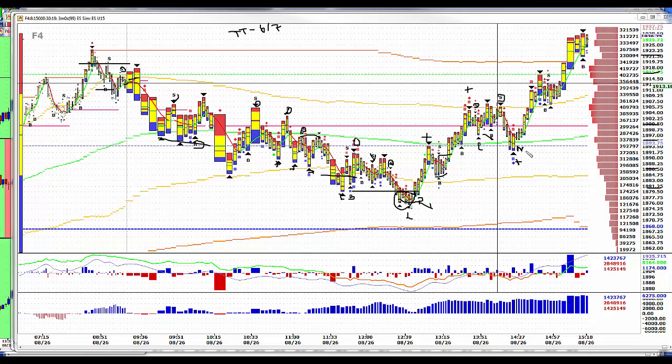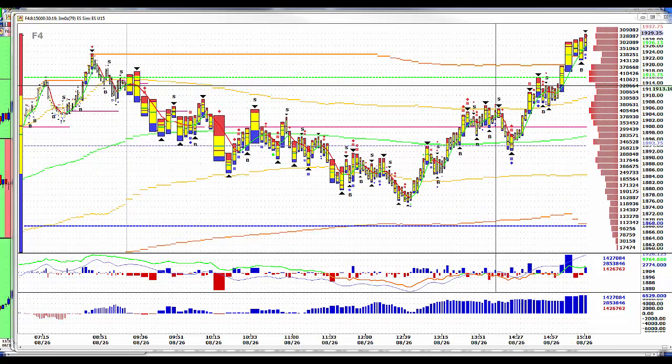Mean green. Take out that bar's high. Pretty nice winner. This B right here would be a loser. And so on and so forth. So there are some losers in there, but if you'd taken the trade setups that we normally take, you'd have been a pretty happy camper by the end of the day.